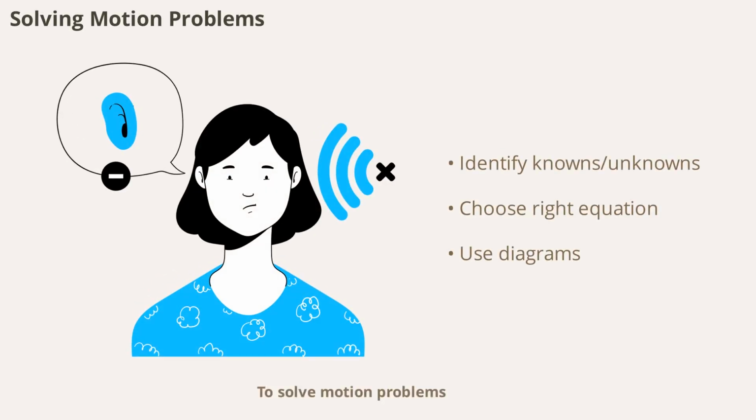To solve motion problems, start by identifying what's given and what you need to find. Choose the appropriate equation of motion, substitute the known values, and solve for the unknown. Drawing diagrams and graphs can also help visualize the problem and organize your work.